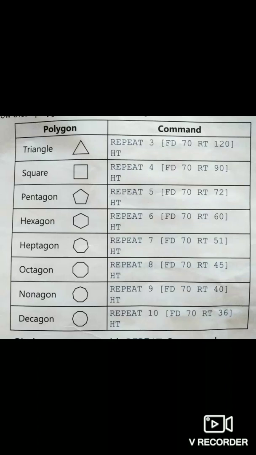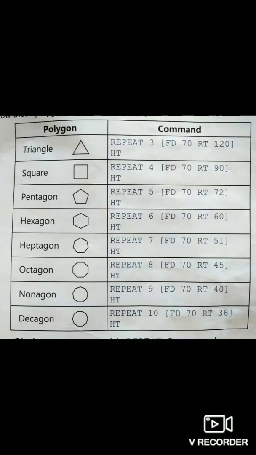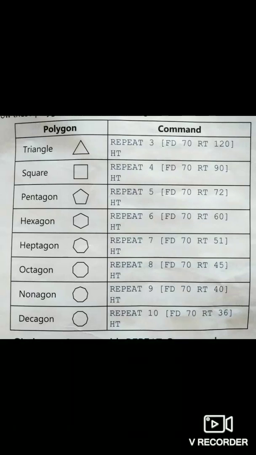In the case of the FD command, how can you find it? If you see in the question, the answer will be like 40 turtle steps, 50 turtle steps, 60 turtle steps, which indicates FD 40, FD 50, FD 60 like this. And RT is based on the number of sides: 360 divided by the number of sides, which we also get from the book.